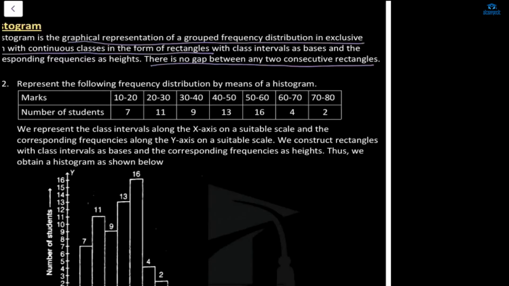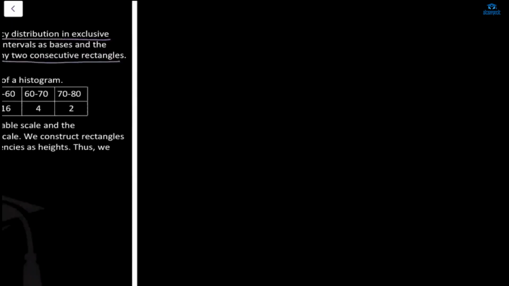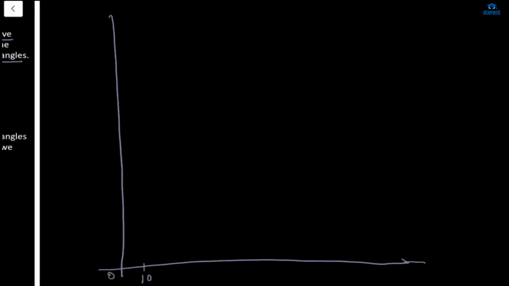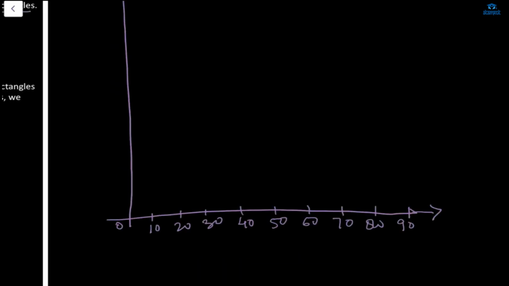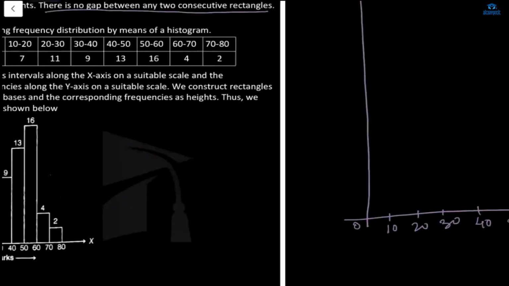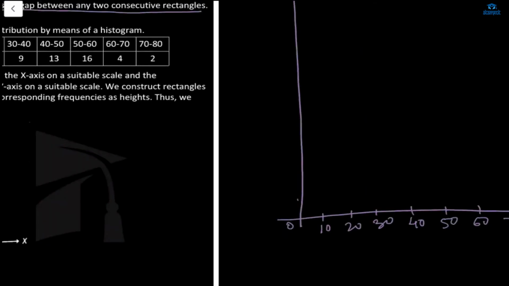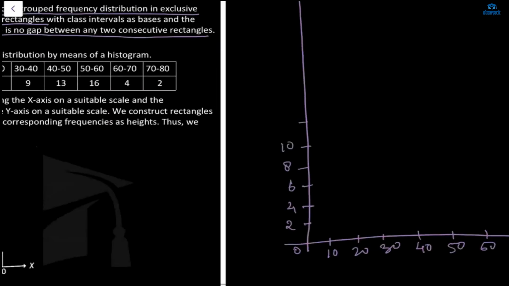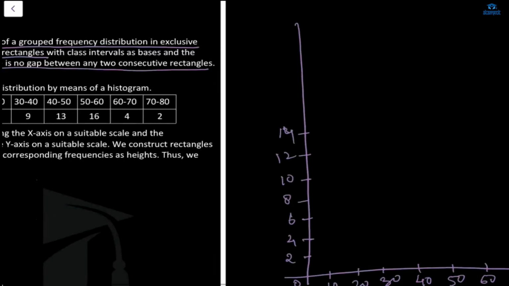From 10 you are going till 80, so we can take a gap of 10: 0, 10, 20, 30, 40, 50, 60, 70, 80. Just for clarity I'm taking one extra so there's space. Now we have data till 16. Again I'm taking a gap of 2: 2, 4, 6, 8, 10, 12, 14, 16 and 18. This is your y-axis.